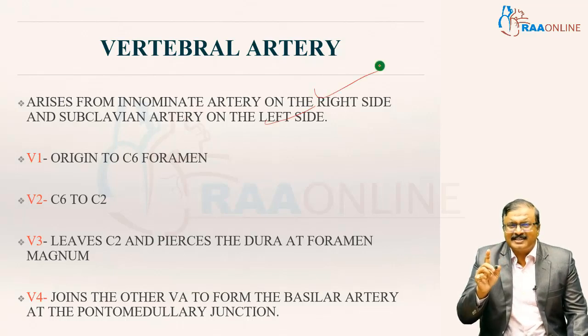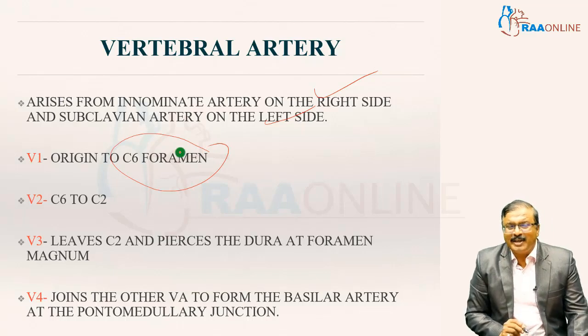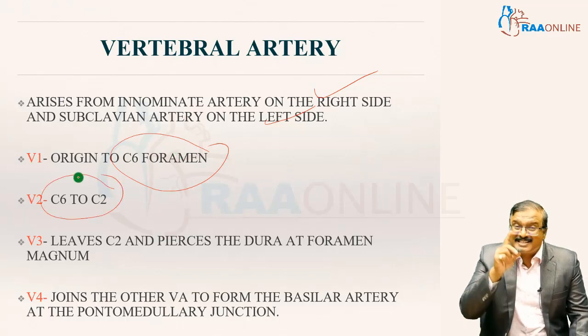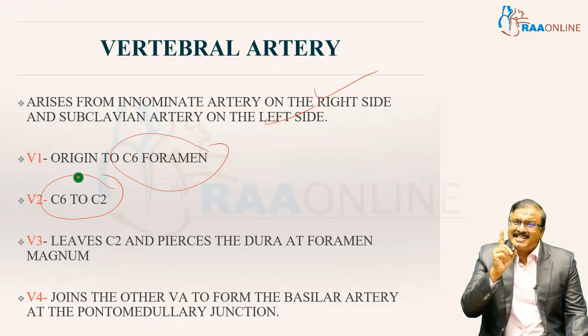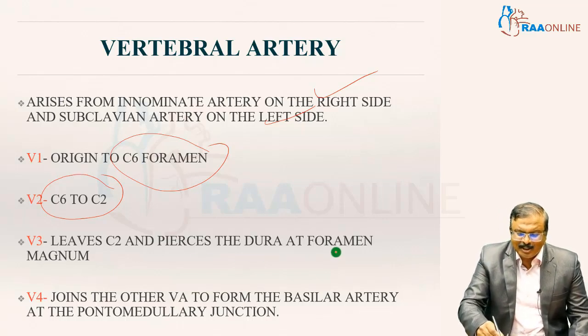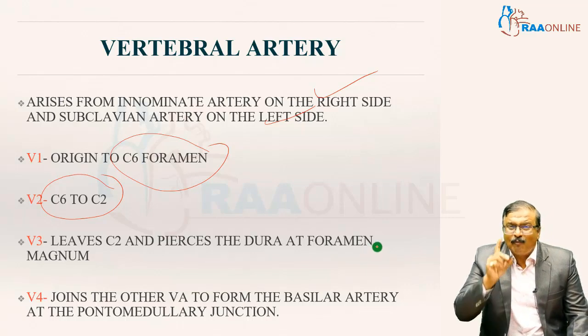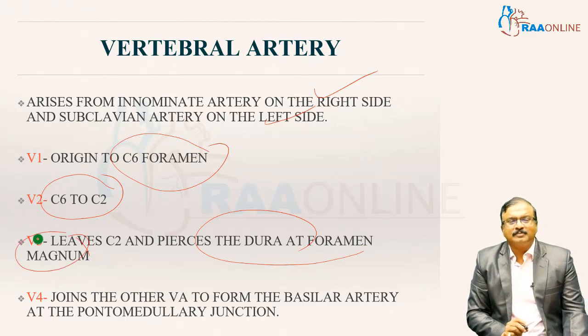V1 is origin to C6 foramen. V2 is C6 to C2, cervical 6 to 2. V3 segment leaves C2 and pierces the dura at foramen magnum.